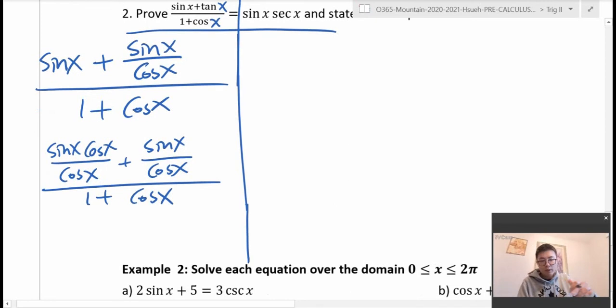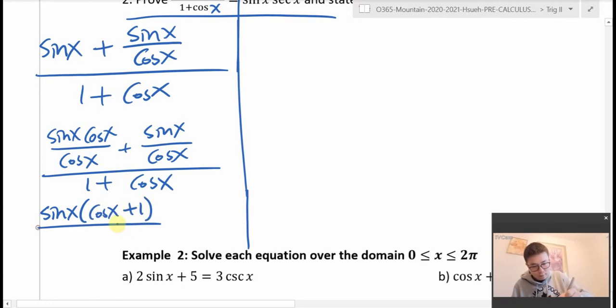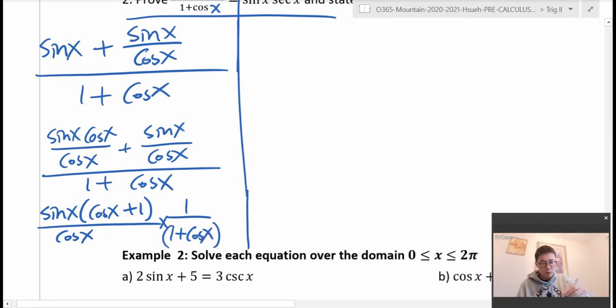Now you need to add them together, but what I see is on the numerator, both terms have sine x. So I'm going to factor out sine x. If I factor out sine x, I end up with cosine x plus 1 divided by cosine x. And again, I'm dividing by 1 plus cosine. So when I'm dividing by that, that means I'm multiplying by 1 over 1 plus cosine x. And notice this is 1 plus cosine x, this is cosine x plus 1. They are exactly the same thing. So I can cancel them. So I actually end up with sine over cosine.